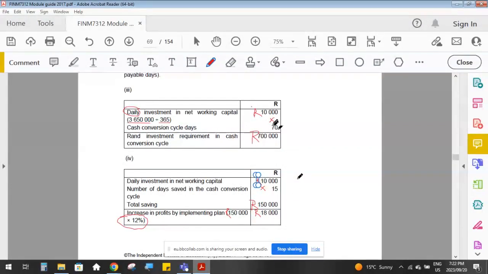Then part 4 was, if that 70 days reduces by 15 days, what is our saving or increase in profit? So 10,000 Rand times 15 days means we can reduce our investment 700,000 minus 150,000. So 150,000 times the 12% cost of capital or overdraft rate means that we would save our 18,000 actual interest expense. So our profit would increase by 18,000 Rand if we reduced our cash conversion cycle by 15 days.